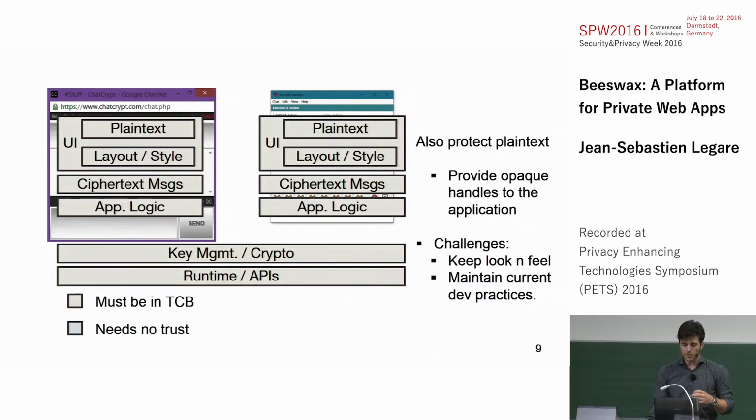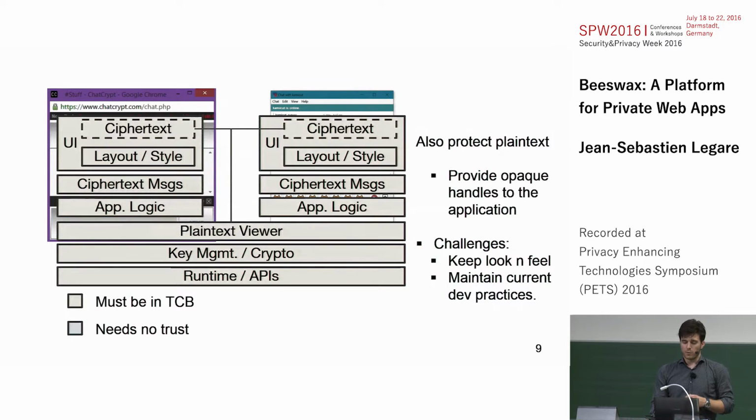So it's a web application. You want the application to still manipulate ciphertext, but you want to let the user see the plain text, and that's a bit difficult. So what we do now with Beeswax is that we provide ways to view the plain text for the user without the application being able to see it.